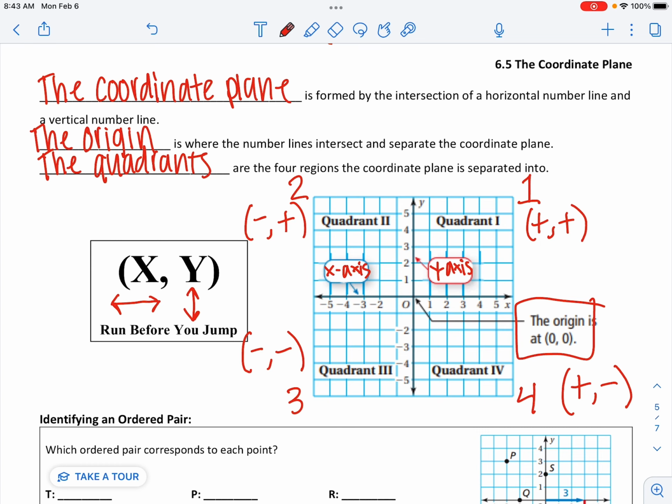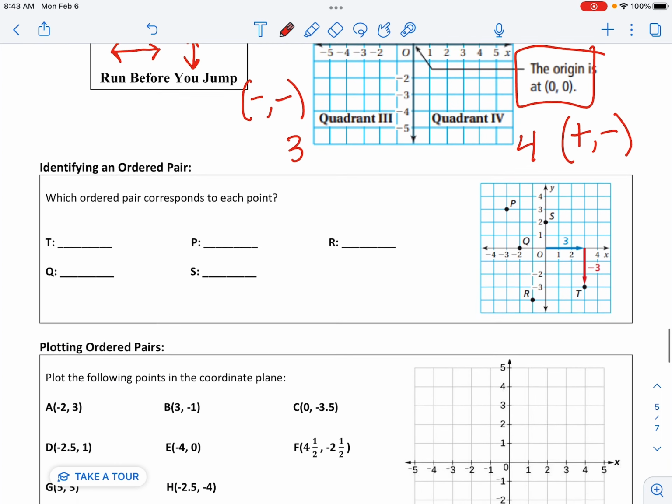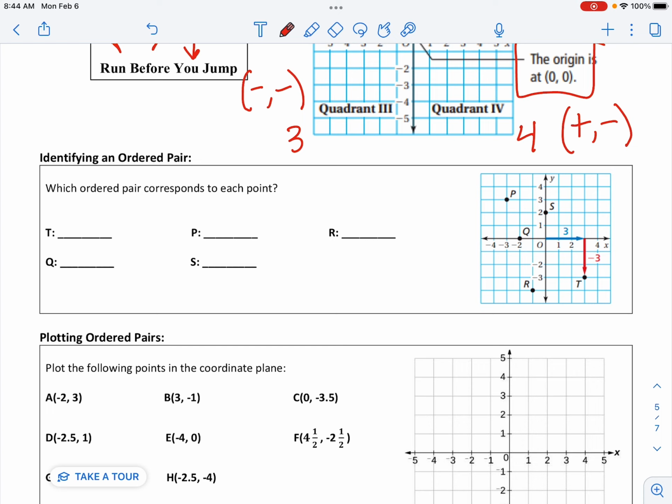All right. So now, identifying an ordered pair. It says which ordered pair corresponds to each point. So we're going to start with T. I need to find T on the graph, and it's right there. So I have to figure out, how do we get to T? First, remember, we go on the x-axis, so we're either going to go right or left. Well, we know we're going to go to the right, and we go to the right 3, and then we go down 3. You can see they have a positive 3 and a negative 3. So this is 3, negative 3. That's how you get to T.